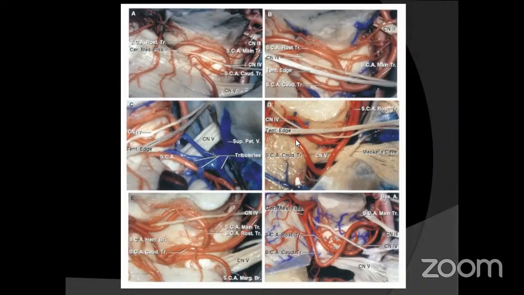Similar diagram. Now in this cadaveric dissection, this patient had a caudal trunk of the SCA that was touching and looping around cranial nerve 5, causing symptoms of trigeminal neuralgia.